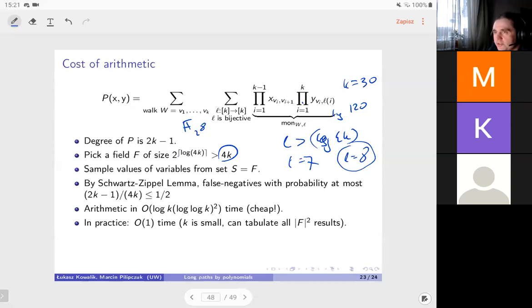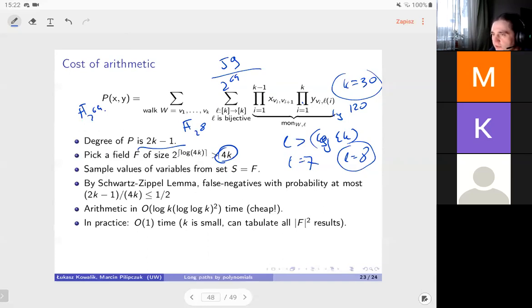Or you can actually use 64-bit integers in your processor and use the field 2 to the 64. And now your success probability will be like, the degree is 2k minus 1, so with k equal to 30 the degree is something like 59. And your field size is 2 to the 64. So your failure probability is super tiny. I mean, this is like 60 over 2 to the 64. This is something that you can ignore, this failure probability.